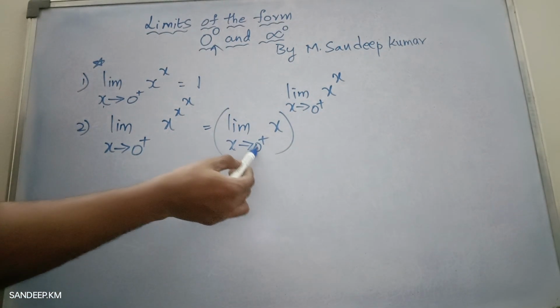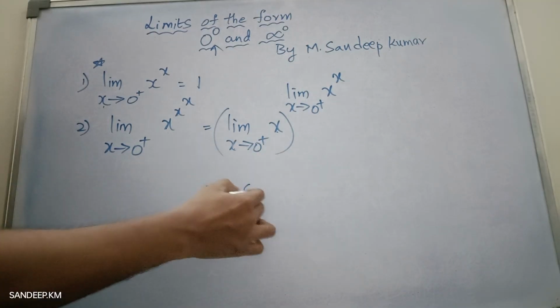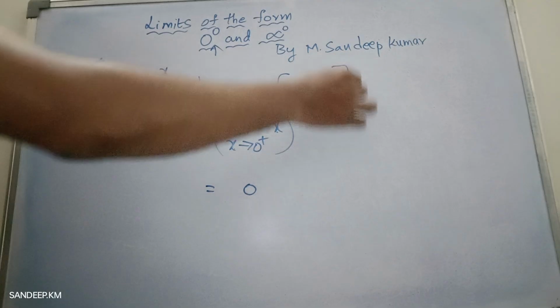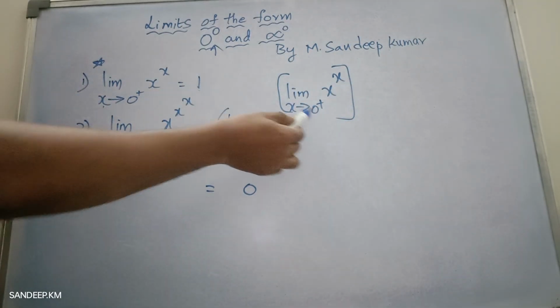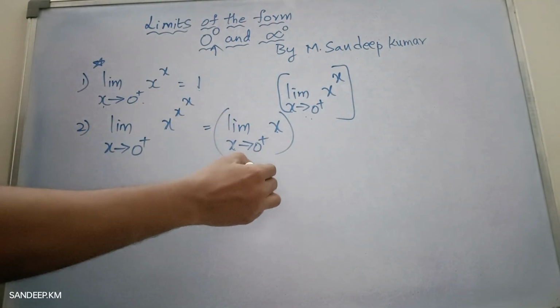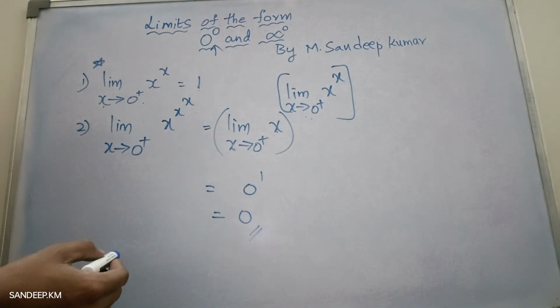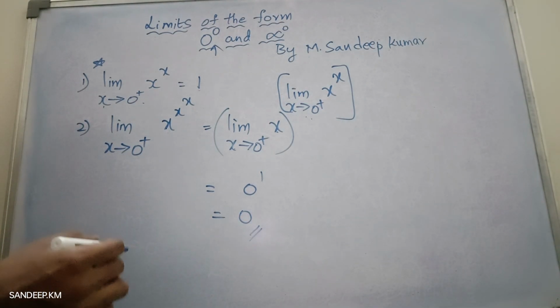When x is approaching 0 plus, you can substitute 0 as the base. What is the power, dear students? Just now we have found this value. Its value is 1. So 0 power 1 will be 0. The answer for this second question is 0. I hope you understood this.